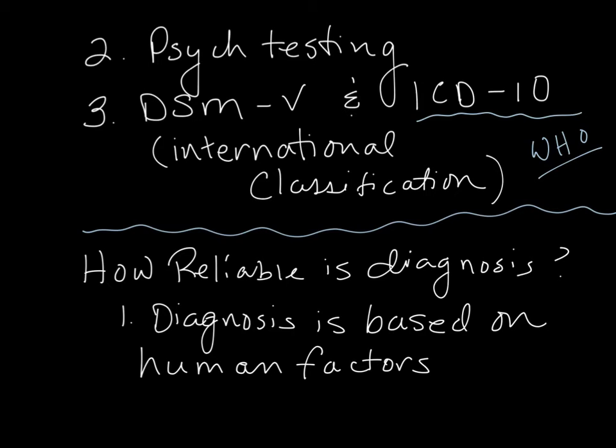So what I've written here for you is how reliable is a diagnosis. One, the diagnosis is based on human factors. That's the most important thing I think you need to remember here, is that when we deal with making a diagnosis, we're dealing with a human. Human beings are fallible. Everybody makes mistakes. You make mistakes. I certainly make mistakes.